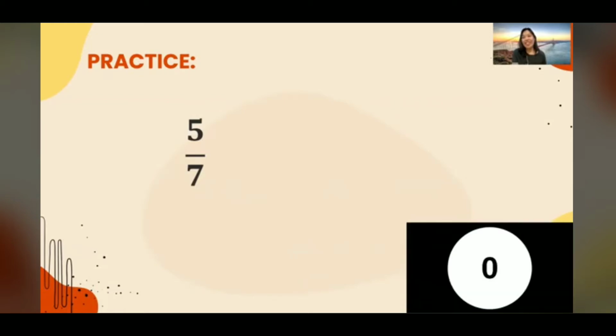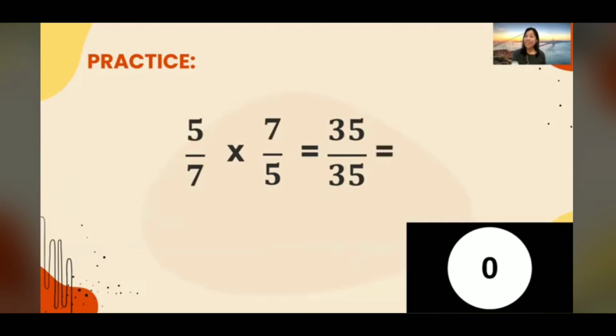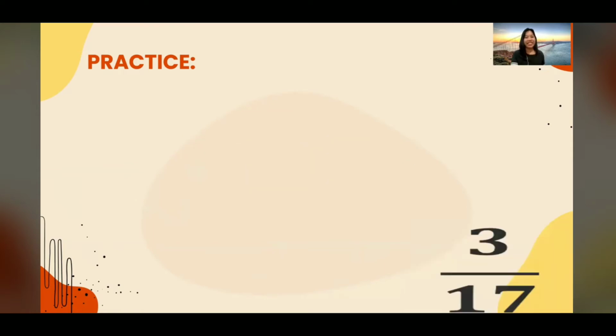Time's up. What is your answer? All right, let us check if your answer is correct. 5/7. If your answer is 7/5, all right, let us check it out. 5 times 7 is 35. And 7 times 5 is 35. So 35 divided by 35 is 1. So meaning 7/5 is really the reciprocal of 5/7. Very good. Another item, 3/17.